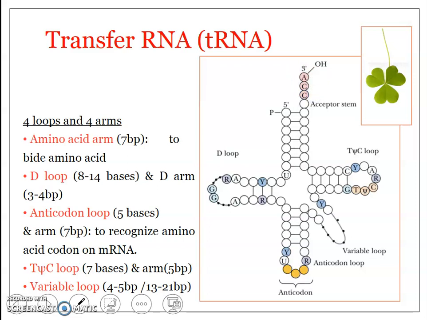Okay, then we have the D arm, which is referred to as the dihydrouridine arm. The reason is it contains a very unique pyrimidine nucleotide, the dihydrouridine. Okay, so the presence of dihydrouridine or dihydrouracil gives the name D loop. And this dihydrouridine arm contains a basal stem, you can see over here, and a loop over here.